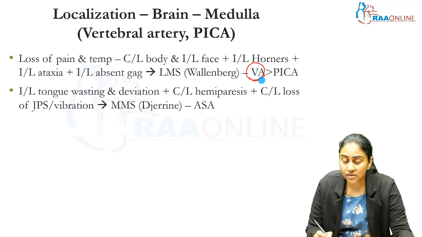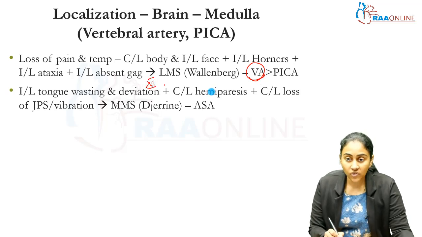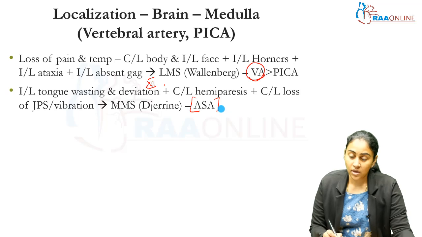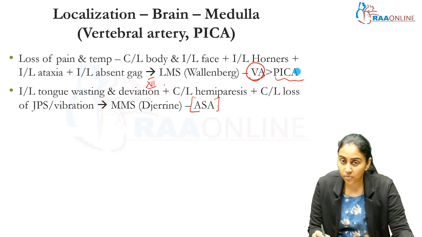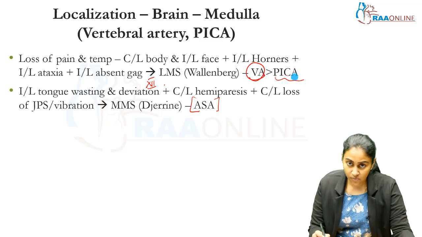This is our lateral medullary syndrome or the Wallenberg syndrome, where the culprit vessel is usually the vertebral artery rather than PICA. Now, whenever there is ipsilateral tongue wasting or deviation, which is indicative of ipsilateral 12th nerve involvement, with contralateral hemiparesis and contralateral loss of joint position sense and vibration, this is our Dejerine syndrome or your medial medullary syndrome. Here, the culprit vessel is going to be your anterior spinal artery. So this is very important and needs to be remembered. For your lateral medullary syndrome, your culprit vessel is your vertebral artery or your PICA, but for your medial medullary syndrome, your culprit vessel is going to be your anterior spinal artery.